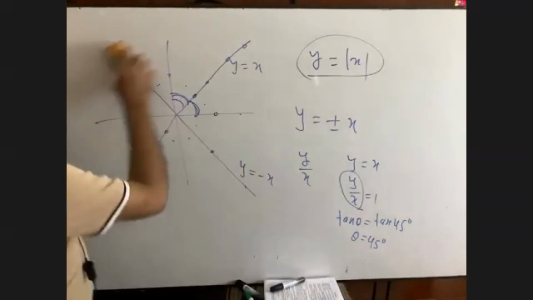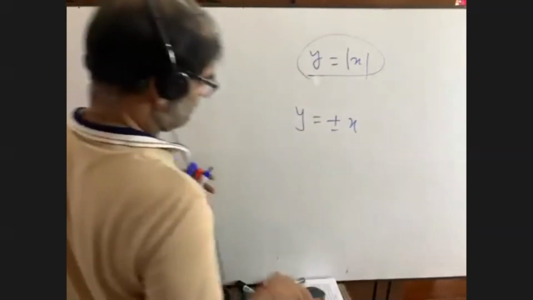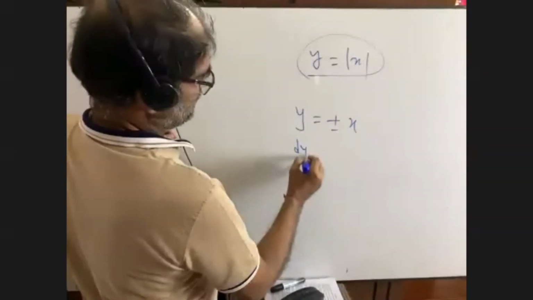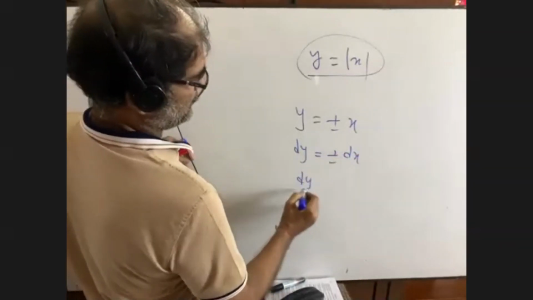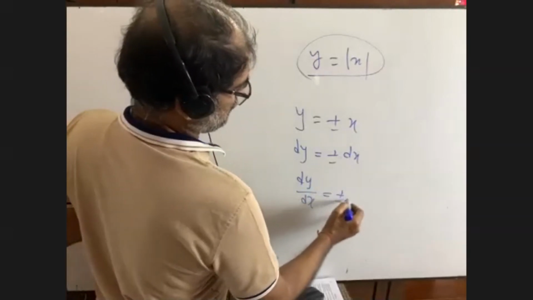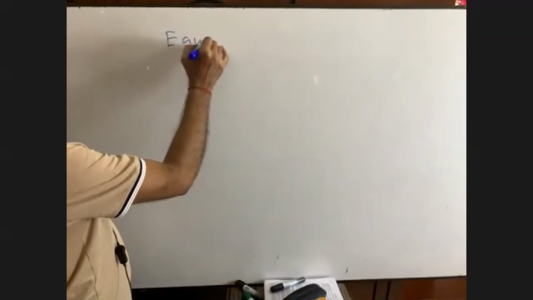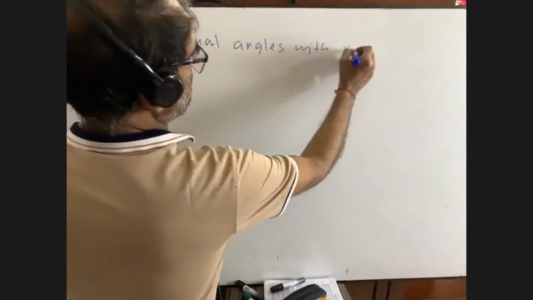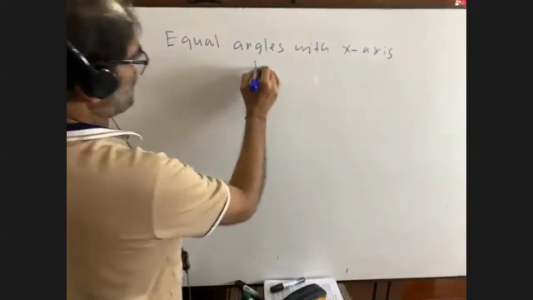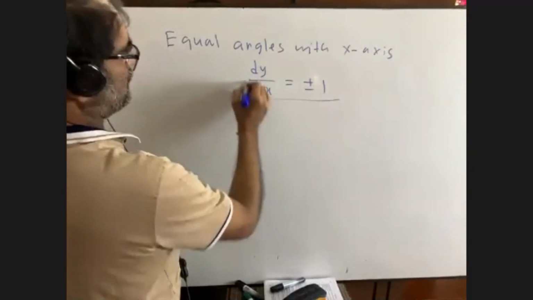So actually, what we get from here? It is dy, it is plus minus dx. That means we can write down dy by dx equals to plus minus 1. That means when it makes equal angles, write down a formula. Equal angles with x-axis, formula dy by dx equals to plus minus 1. It is a formula.